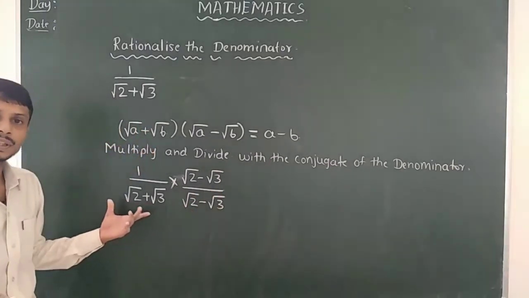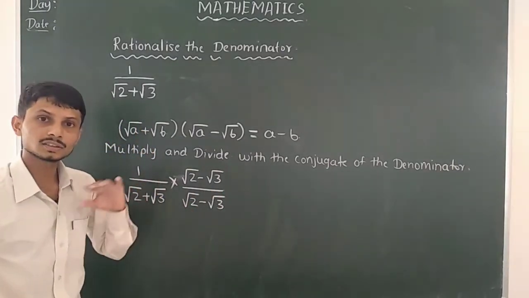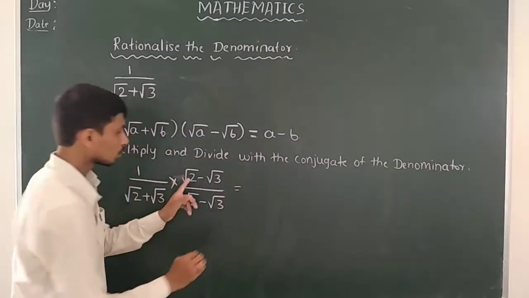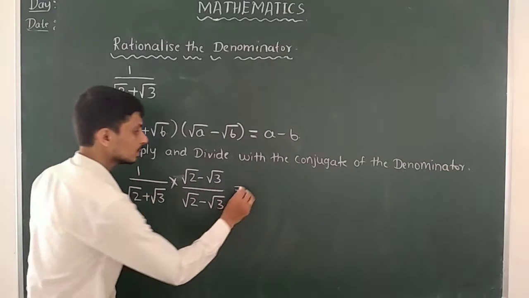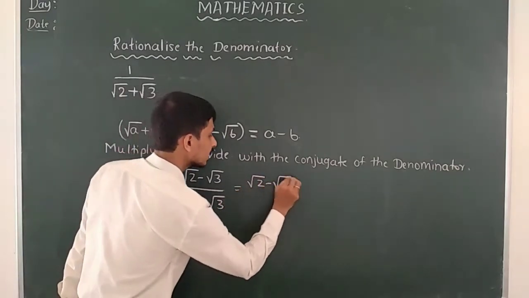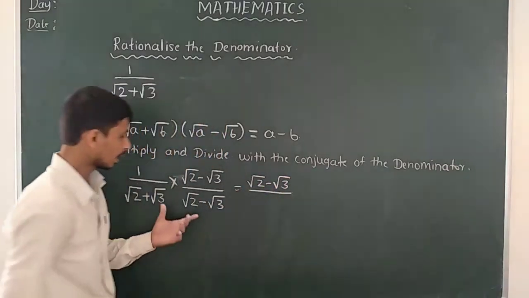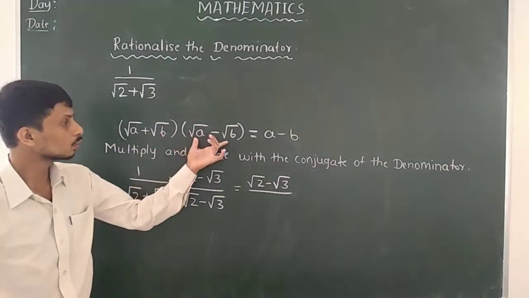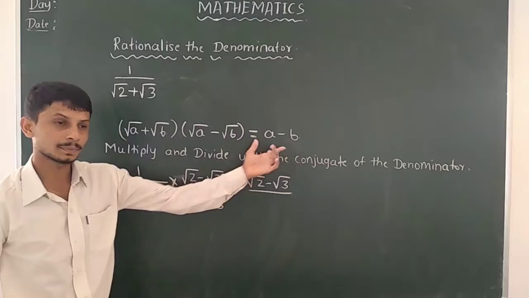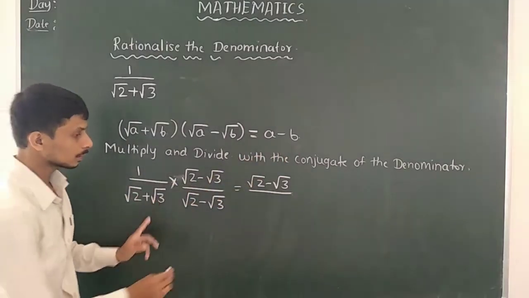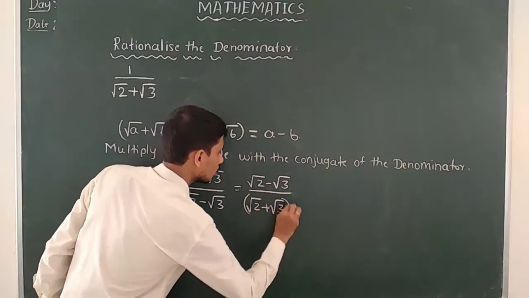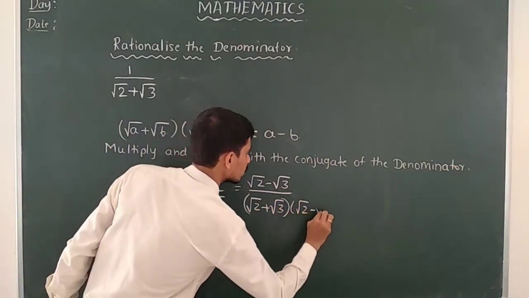The value of the number does not disturb here. Then we have to multiply it: root 2 minus root 3 into 1, so root 2 minus root 3 remains as it is. Here we have to use the formula: (root a plus root b) into (root a minus root b) is equal to a minus b. So firstly I will write this one: root 2 plus root 3 into root 2 minus root 3.